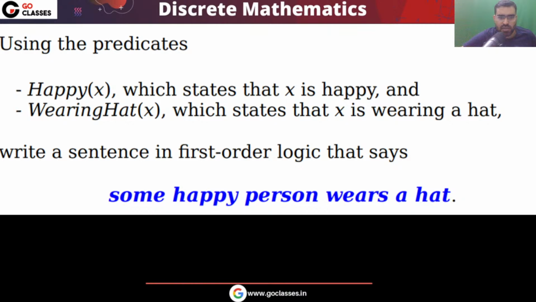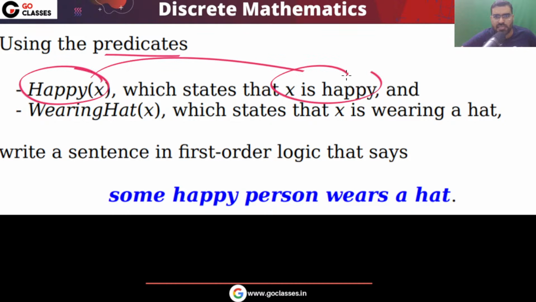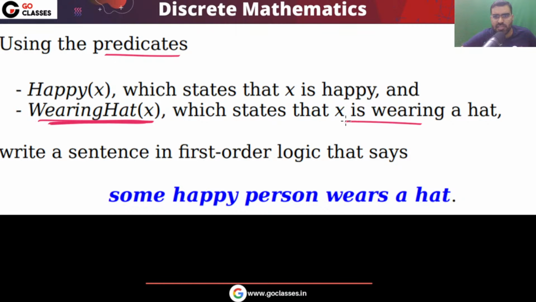So for example, look at this statement: some happy person wears a hat. How to convert this? Happy(x) is a predicate. Some predicates are already given to you. Happy(x) means x is happy. Wearing hat(x) means x is wearing a hat. So these two predicates are already given to you.